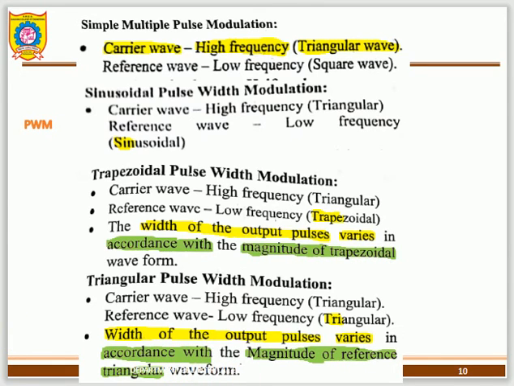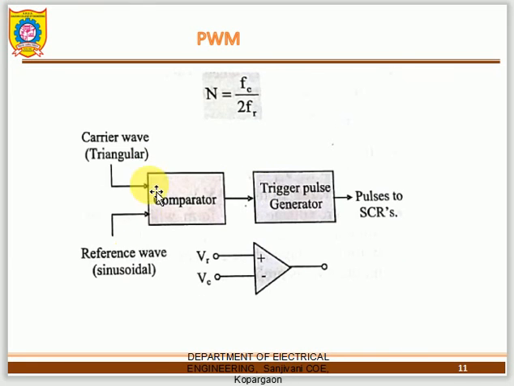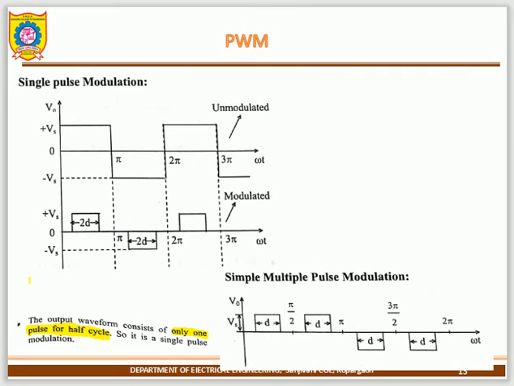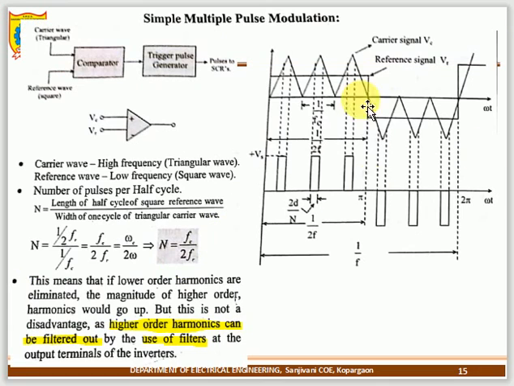Now I will show you the waveform, how they compare the carrier and the reference, and the output waveform that is finally produced after comparison. This is a carrier as well as a reference. The carrier is a triangular waveform, and the reference is a square waveform. Wherever there is a touching point, this one, this one, this one, only at the touching point is the pulse generated.